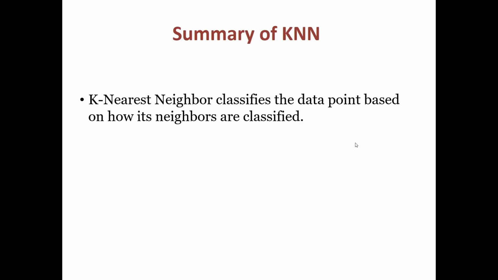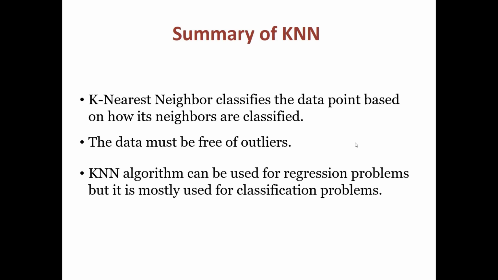We can now summarize KNN. K nearest neighbor classifies the data points based on how its neighbors are classified, and the data must be free of outliers. The KNN algorithm can be used for regression problems, but it is mostly used for classification problems. Always choose an odd value of k. That is the summary of k nearest neighbor.